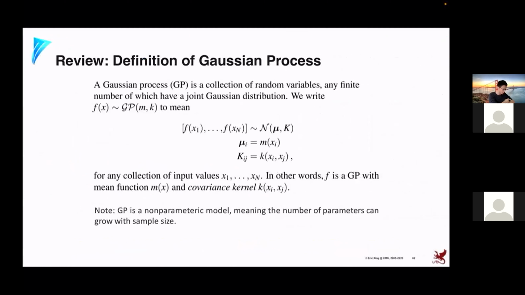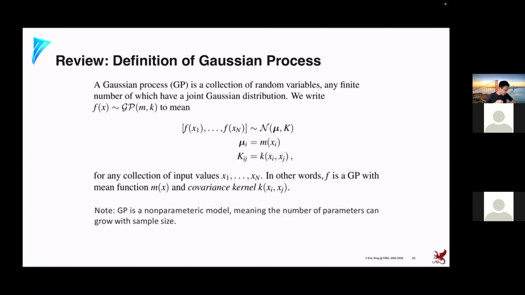So let's first see the definition we discussed last time about Gaussian processes. A Gaussian process is a collection of random variables. You can imagine there are infinitely many of them. So that's why we say it is actually a function. And then for all of these infinitely many variables, you can select a finite number of them. Then we're saying for any collection of this finite number of random variables, they have a joint Gaussian distribution.